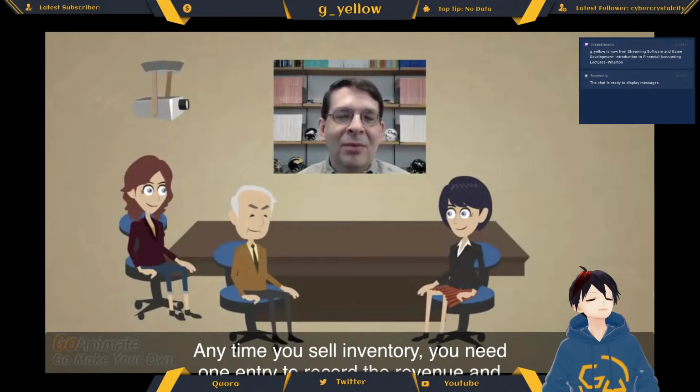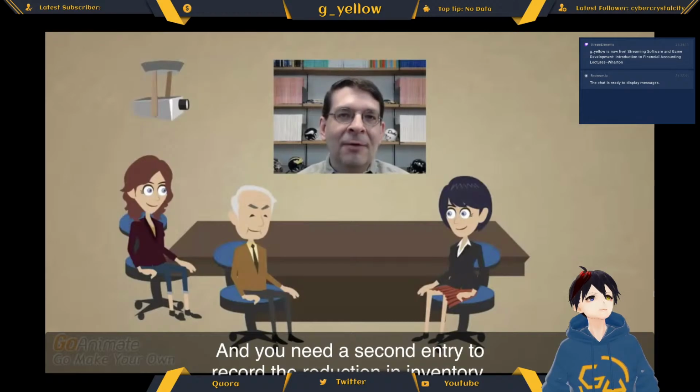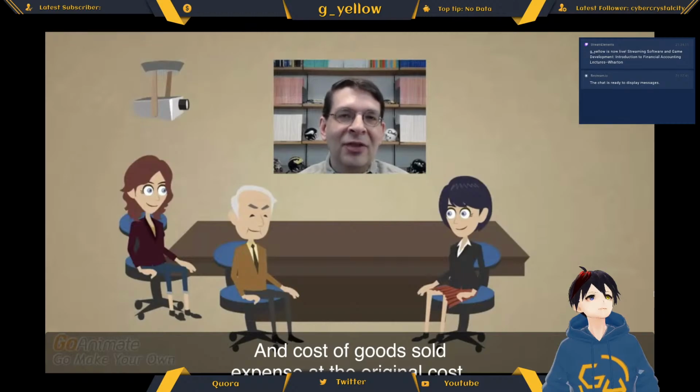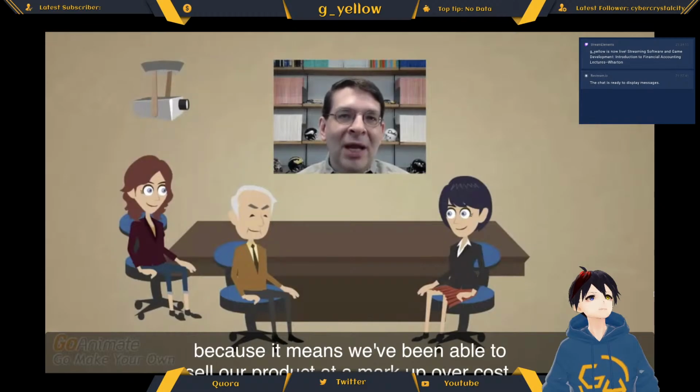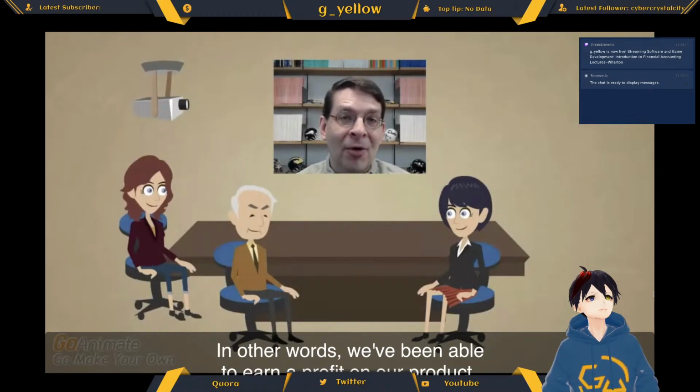Yes, these two journal entries are like the salt and pepper of accounting. They always go together. Anytime you sell inventory, you need one entry to record the revenue and the cash we're going to collect at the selling price, and you need a second entry to record the reduction in inventory and cost of goods sold expense at the original cost. And we hope that the revenue is greater than the cost of goods sold because it means we've been able to sell our product at a markup over cost. In other words, we've been able to earn a profit on our product.